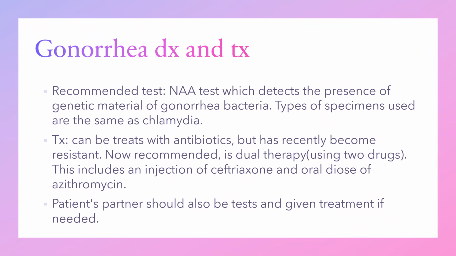The recommended test is the NAA test, which detects the presence of genetic material of gonorrhea bacteria. The types of specimen used are the same as chlamydia. For treatment, we can treat it with antibiotics, but it has recently become resistant. So now recommendations are showing that we should use dual therapy, which is using 2 drugs. This includes an injection of ceftriaxone and an oral dose of azithromycin. The patient's partner should also be tested and given treatment if needed.